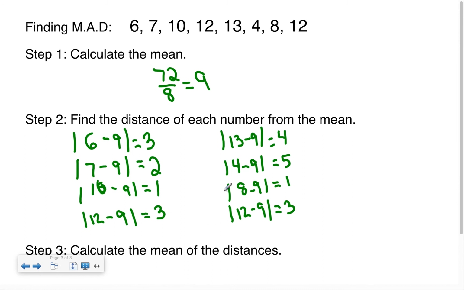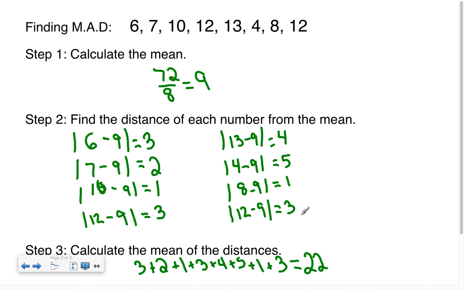Now for the mean absolute deviation, we need to find the mean of the distances. So what we need to do is add 3, 2, 1, 3 again, 4, 5, 1, and 3. Okay, we add these all together. This is where I got them, right from here: 3, 2, 1, 3, 4, 5, 1, 3. We add these together. 3 plus 2 is 5, plus 1 is 6, plus 3 is 9, plus 4 is going to be 13, plus 5 is 18, plus 1 is 19, plus 3 is 22.